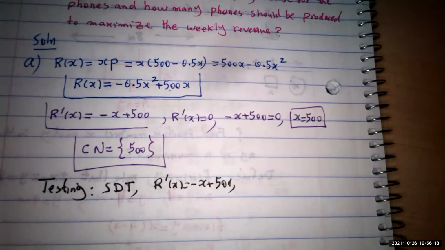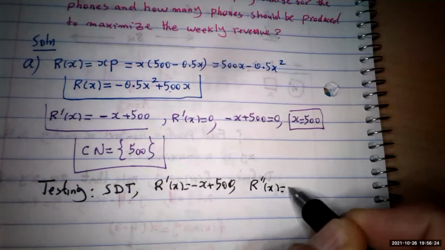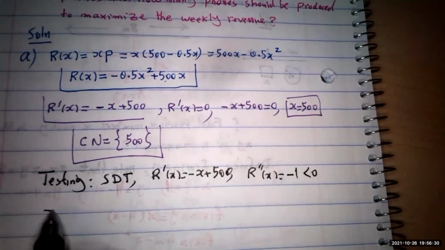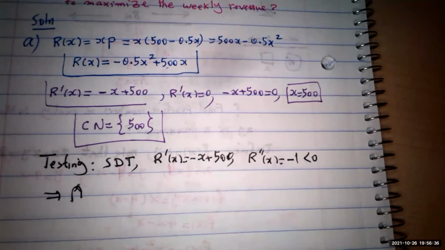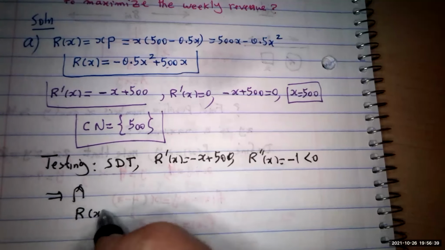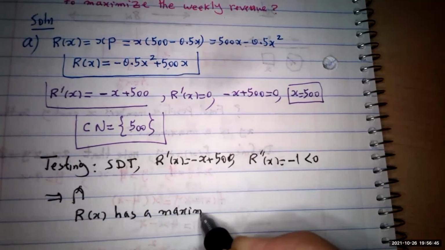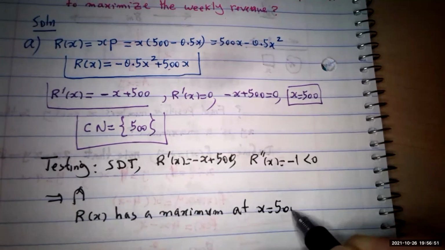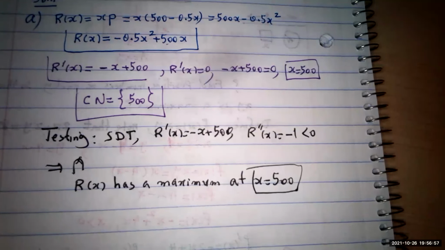So we differentiate it again. Okay, this is 500. Differentiate it again, R double prime of x would be negative 1. Negative. This is concavity. Okay, negative means concave down, and concave down means maximum. Okay, so you confirm that R of x has a maximum at x equal to 500. Remember, x is the number of phones. So you are going to produce 500 to maximize.